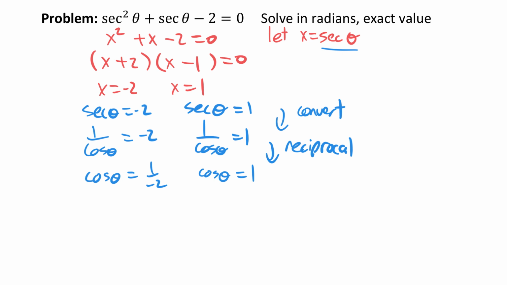And again, we want to utilize that unit circle. So where is cos theta equal to 1? That would be at 0. Where is cos theta equal to -1/2? That would be 2 pi over 3 and 4 pi over 3.